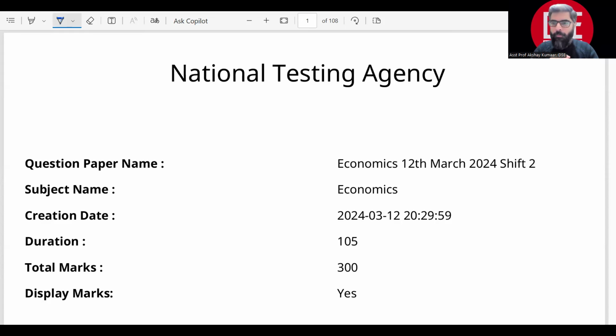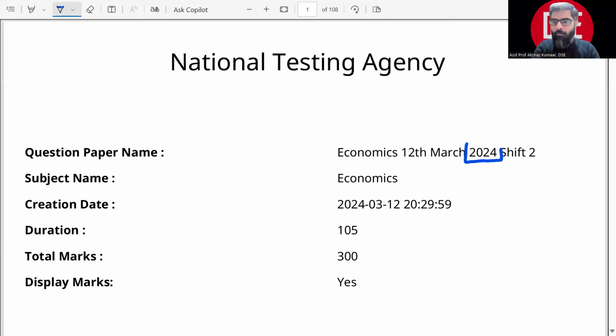Okay, I hope I'm audible to all my students who are attending this particular lecture for the PG CUET Economics entrance course. In this particular lecture, I'm going to start with the discussion of the 2024 question paper, which has come up for the CUET Economics entrance.